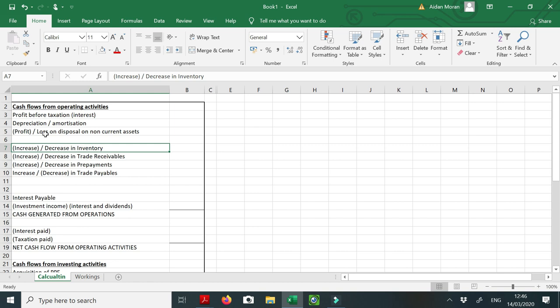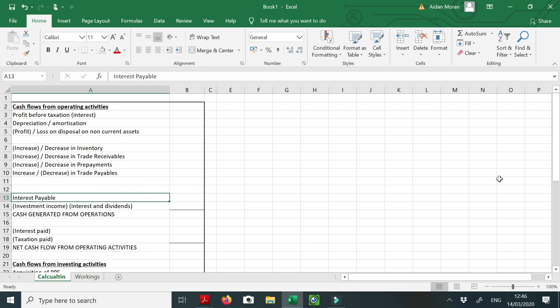So that's really going to be my movement in my stock, in my trade receivables, the people who owe me money, prepayments as in some questions, and trade payables. I will also include a line here for interest payable. This is my finance charge, not what was paid, but my finance charge in the accounts.